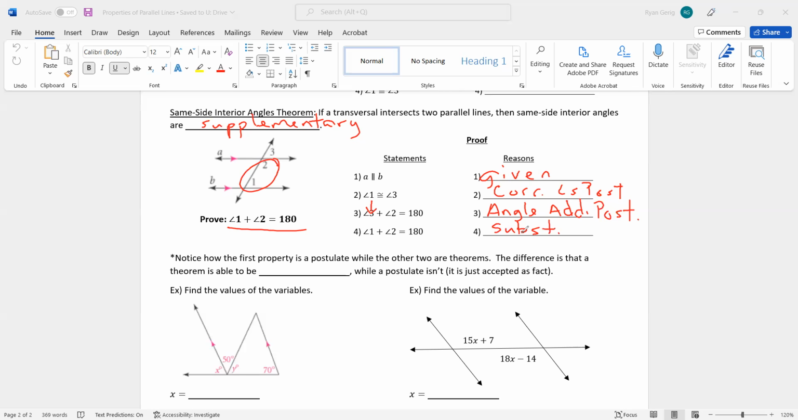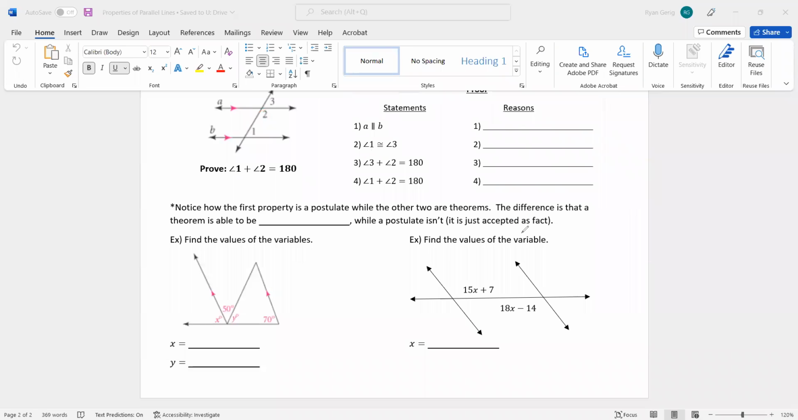Okay. Now, two little problems here. Notice how the first property is a postulate while the other two are theorems. The difference is that a theorem is able to be proven, which is what I just did. I just proved both of the theorems. While a postulate is just accepted as fact. We don't have to prove it. We can just accept it.